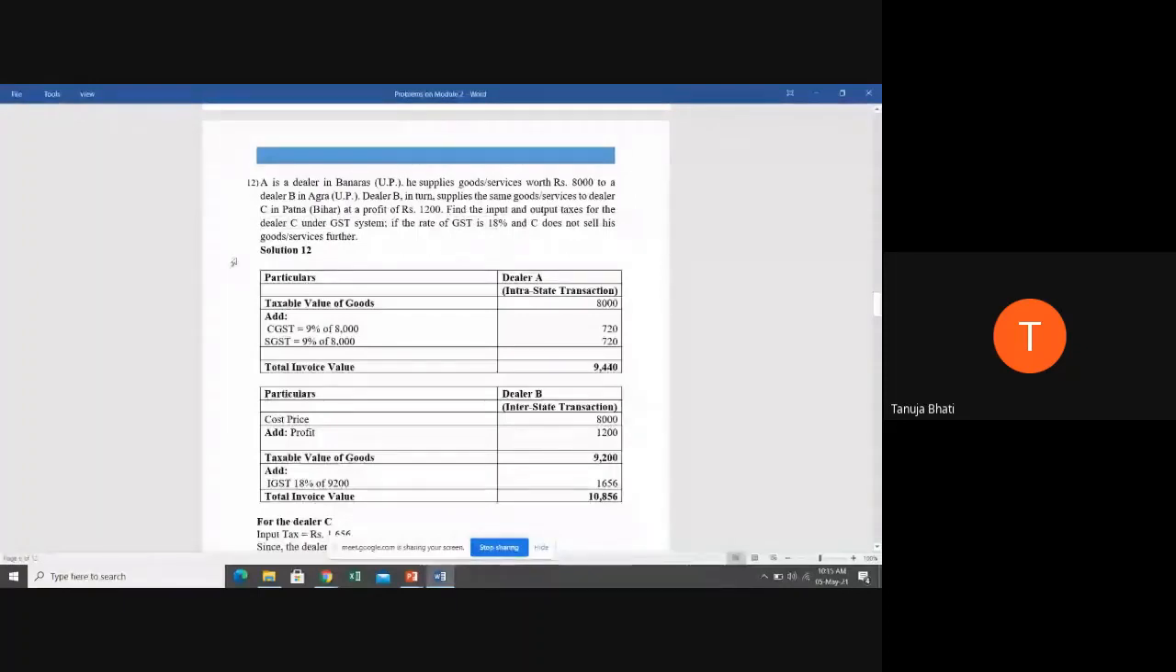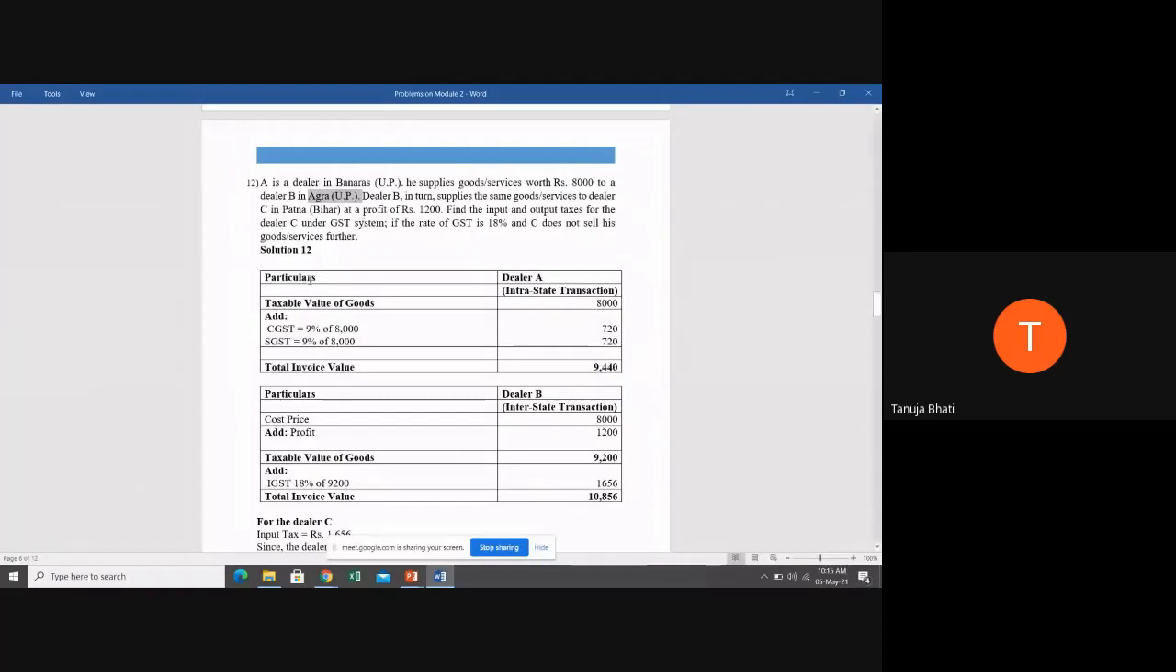So what is happening? There are three parties, A, B, C. A is selling the goods to B, B is selling the goods to C, and C does not further sell the goods. Now in the question they are asking, what is the input and output tax for dealer C? That is the last person to whom the goods are going. So first, let us start with solving from dealer A. Dealer A is selling the goods from UP to UP. So what is the GST component that will be applicable? Since it is an intrastate transaction, the GST component that will be applicable will be CGST and SGST.